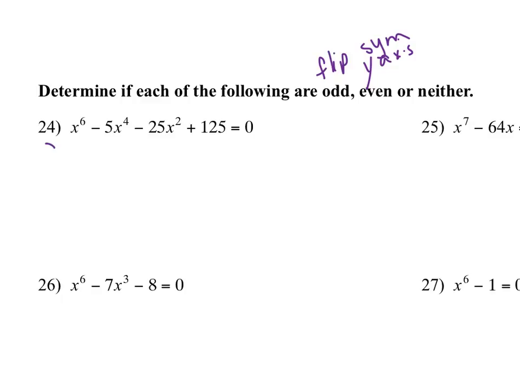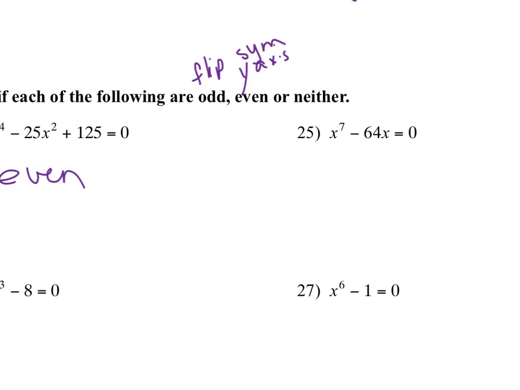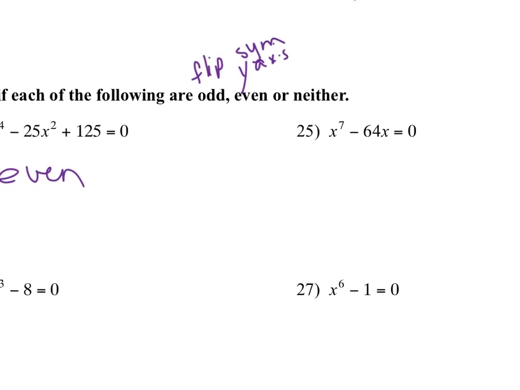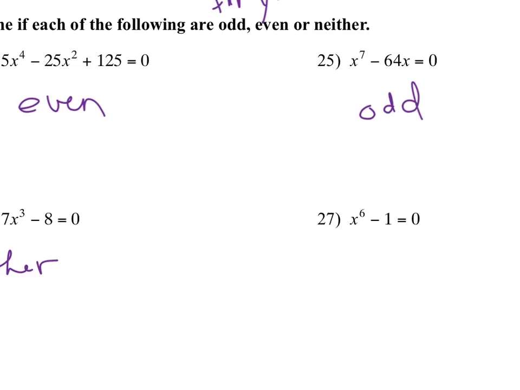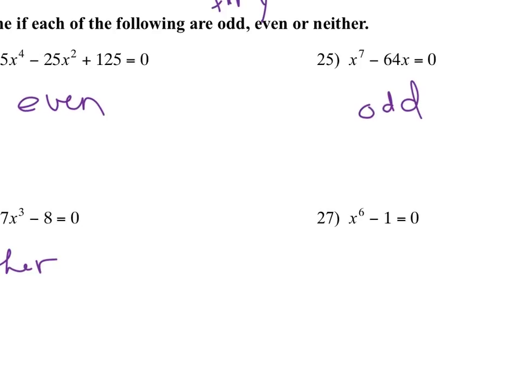So algebraically, you would plug in the -x. And sometimes we have issues with that. So, you know, right now it's just state whether it's odd, even, or neither. And this one is even. This one is odd. This one is neither. And this one is even.